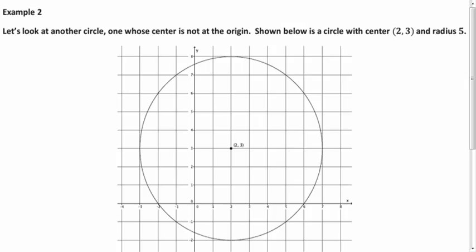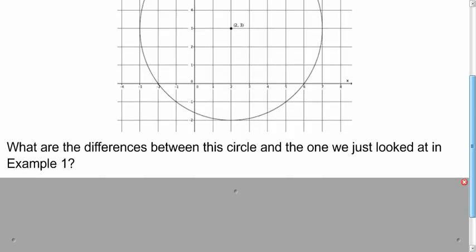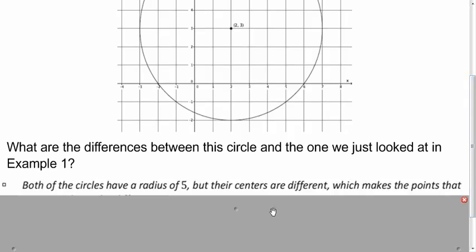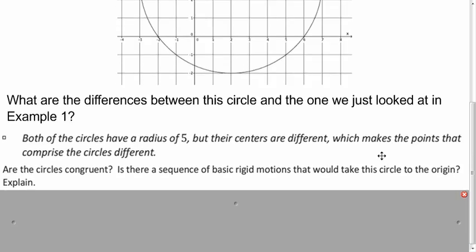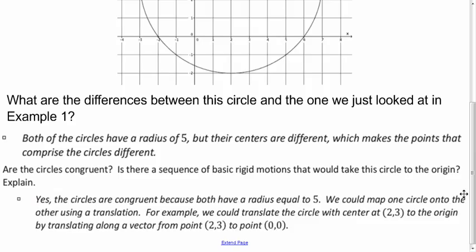Here's a different circle. It has the center (2, 3) and a radius of 5. So how does this compare to our previous example? Well, they have the same radius, but the centers are different. Can we say the circles are congruent? Yes, they have the same radius, and we can translate one to the other using a translation. So we want to move the center from (2, 3) to (0, 0).